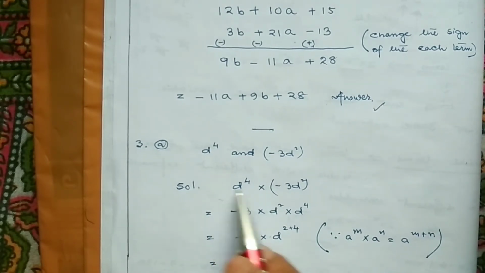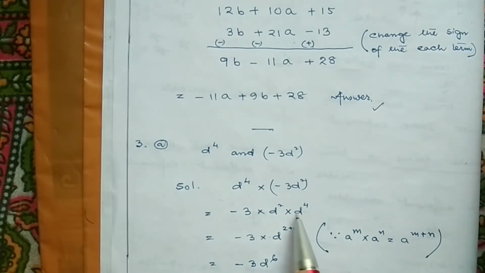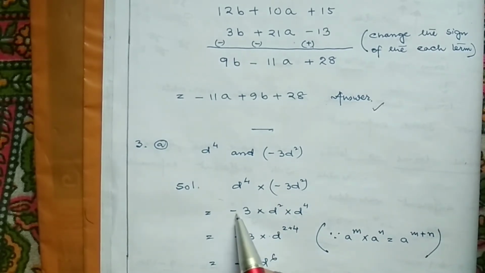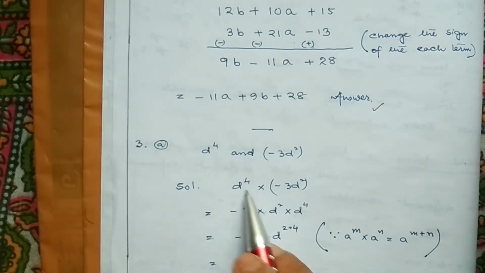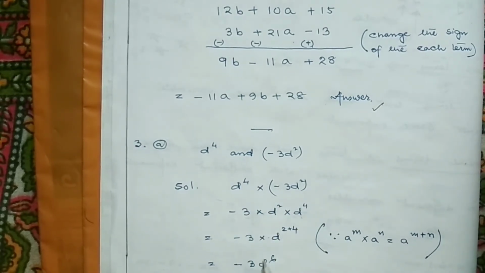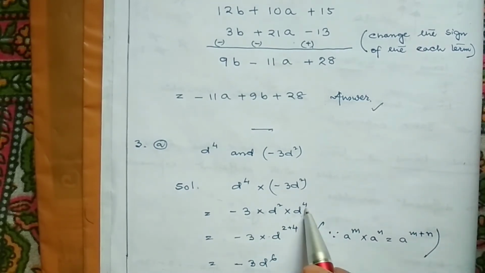And here 1 into 3, 3, and then we can write d square, d to the power 4. So what we have done, first of all we have written the symbol or sign, then the constant number, then the variable. D square I have written, d to the power 4 I have written. Minus 3, then d square into d to the power 4.